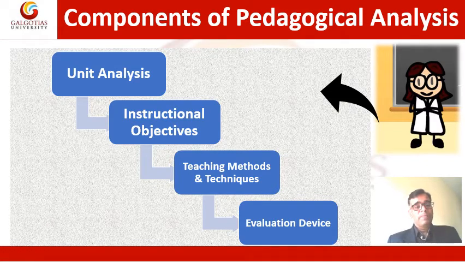The second step is instructional objective. We have to identify instructional objectives and write them down in behavioral terms. Then, on the basis of instructional objectives, we create our teaching learning experiences. The third step is teaching methods and techniques. We have to use different methods, techniques and strategies, identified on the basis of content and objectives. Then the last step is the evaluation device.